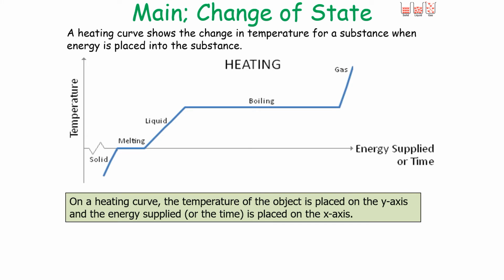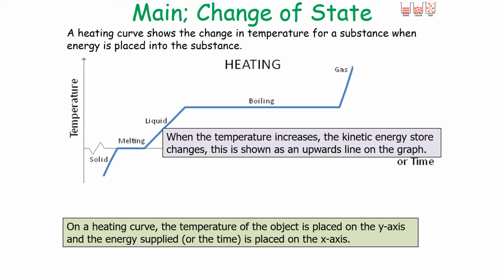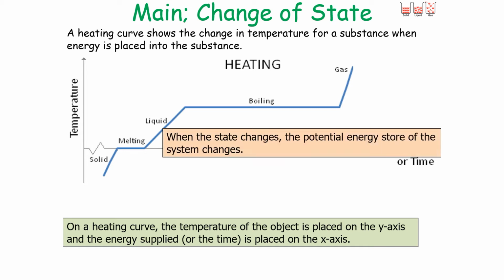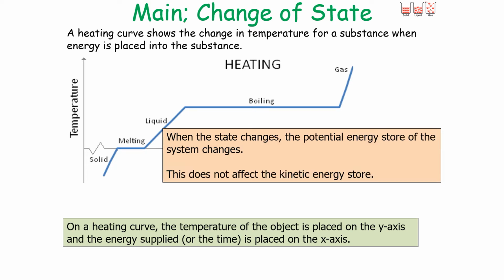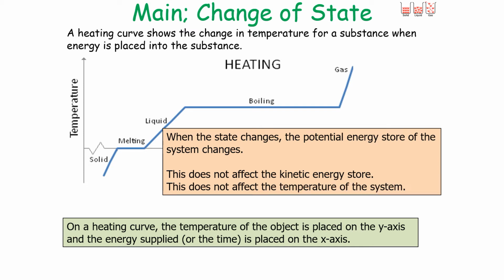So a heating curve shows the change in temperature for a substance when energy is placed into the substance. Now on a heating curve, the temperature of the object is placed on the y-axis and the energy supplied or the time is placed on the x-axis. Now when the temperature increases, the kinetic energy stored changes, and this is shown in an upwards line on the graph. Now when the state changes, the potential energy store of the system changes, but this doesn't affect the kinetic energy store of the internal energy, so therefore it doesn't affect the temperature of the system.